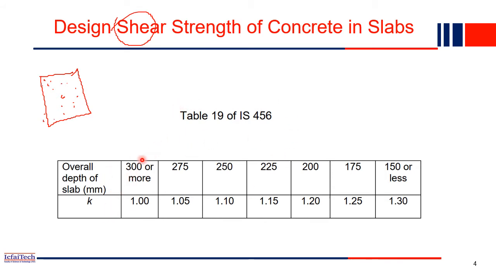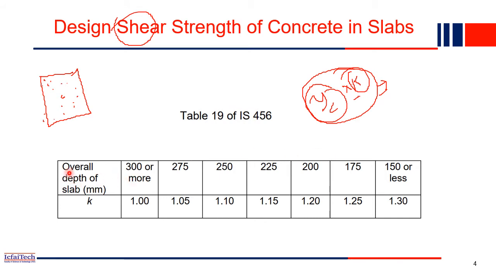So what is this table? This is the overall depth of the slab. The shear stress on a slab depends on tau c multiplied by k. If you multiply tau c, that is the shear stress, by k, then you get the actual shear stress on a slab. Now what is k? k is a factor from this table, Table 19 of IS 456. If you check this table, you will get it.